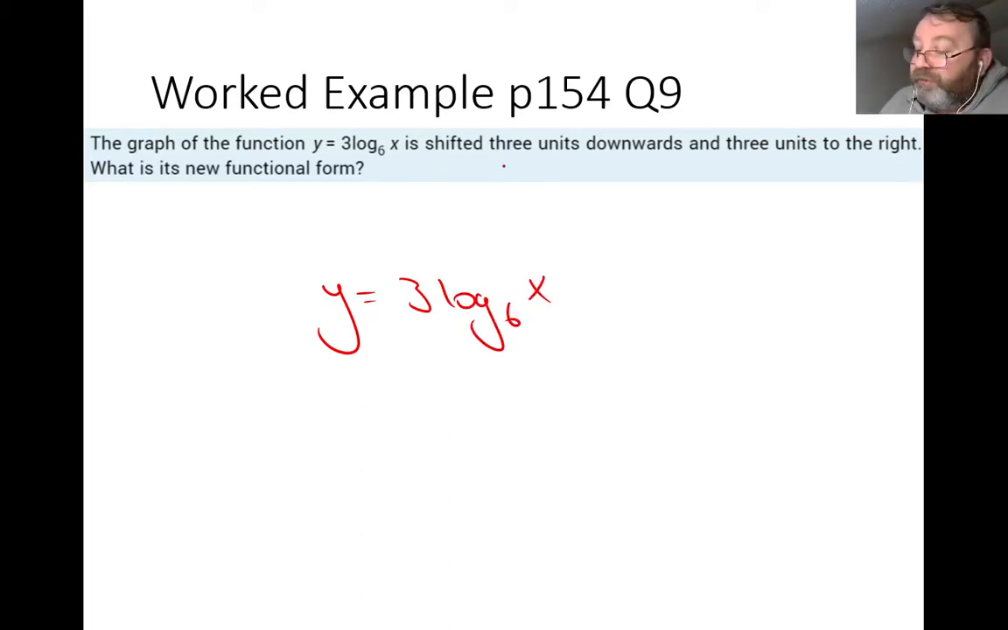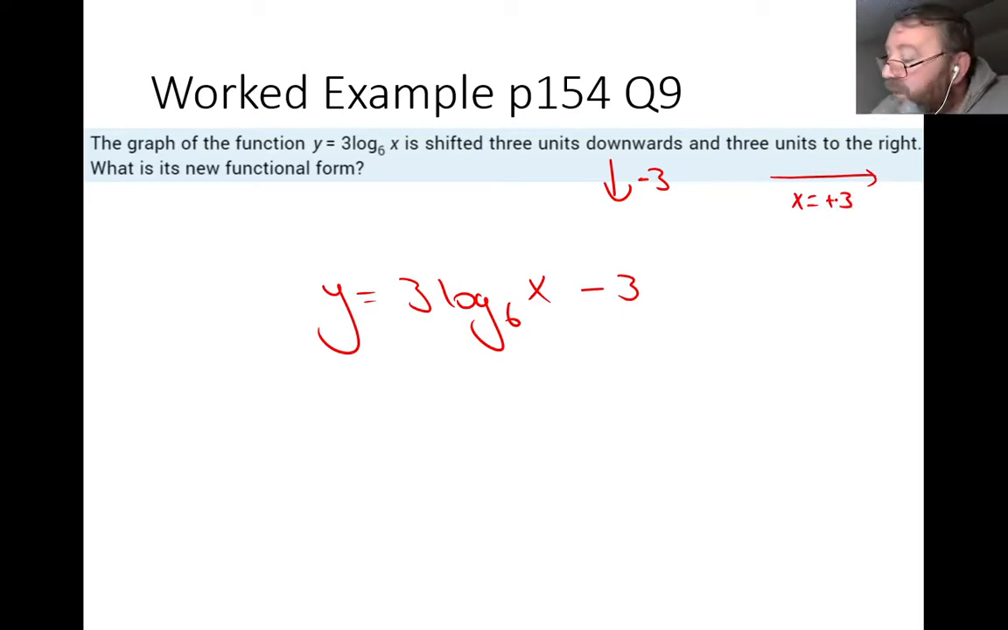Okay, it shifted 3 units downwards. So that's down 3 units. That means if you're decreasing, you're subtracting 3 from this function. So you've got to put your minus 3 at the end. Okay, and the last thing we want to do is to move it 3 units to the right. Okay, so x equals plus 3. But what does that mean? If you bring the plus 3 back over here, x minus 3. So what was the x has to be turned into x minus 3. And that is the new functional form.